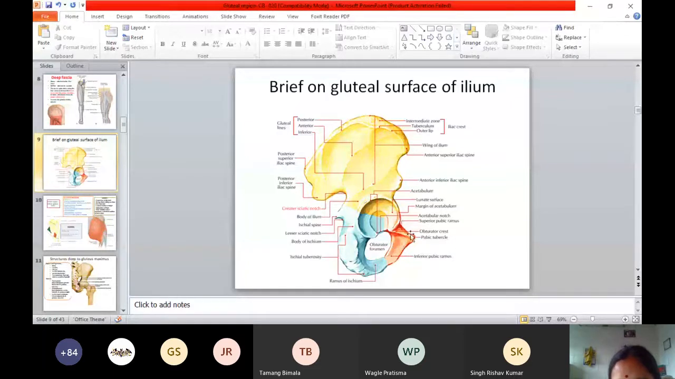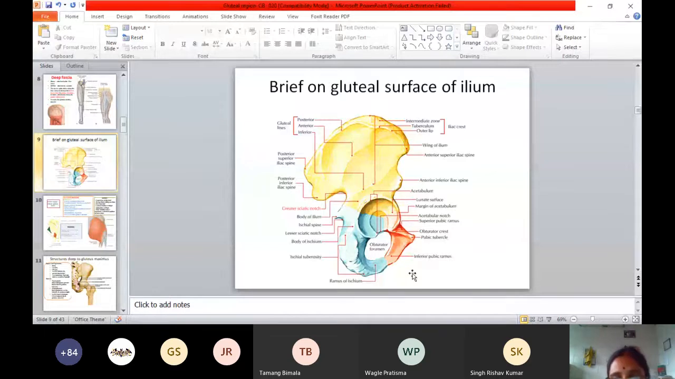This red color part is known as the pubis. This is the pubic tubercle. This is the superior ramus of the pubis. This lower one is the inferior ramus of the pubis. The inferior ramus of the pubis with the ramus of the ischium together is also known as the ischiopubic ramus. Enclosing the foramen here, the foramen is known as the obturator foramen.